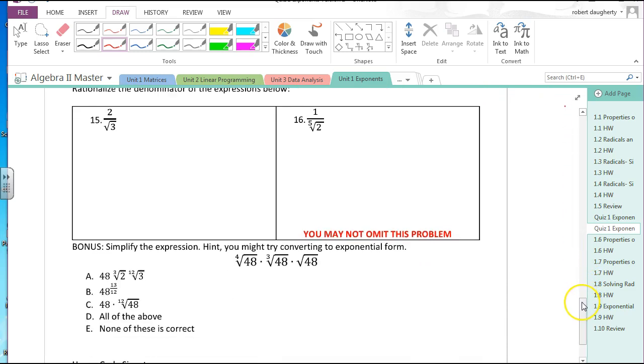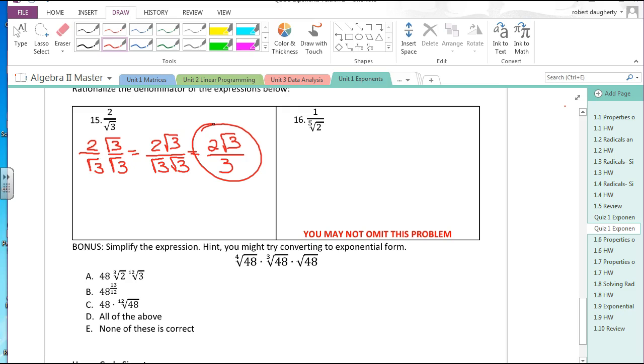Number 15, 2 over root 3. How do I rationalize that? Well, that will be done by multiplying by the square root of 3 over the square root of 3. And I get 2 square root of 3 over square root of 3 times square root of 3, which is just 2 square root of 3 over 3.